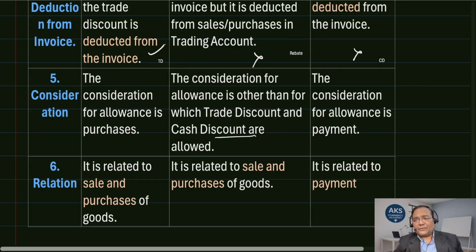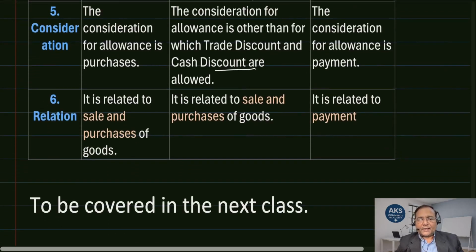Consideration for allowance is payment, so early payment, and there is cash discount. It is related to sale and purchase of goods, but it is related on a payment basis. So I hope this is clear.